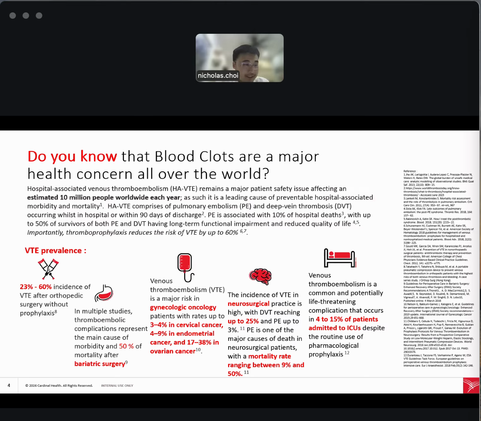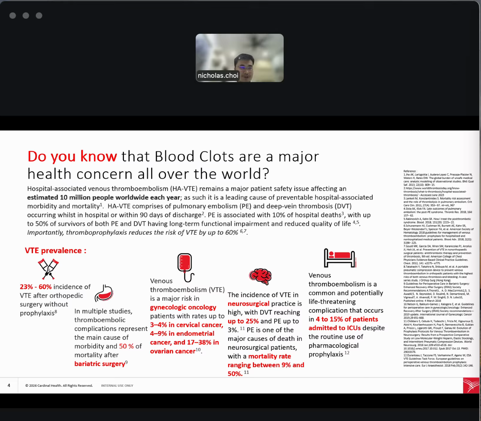So let me, in this slide, anchor us on the numbers that actually matter most, specifically in this room today, which is the one on the bottom right. In the ICU, VTE occurs in 4 to 15% of patients admitted to ICU, despite routine pharmacological prophylaxis. So it doesn't mean patients with no protection. It's more like patients who are already on heparin.